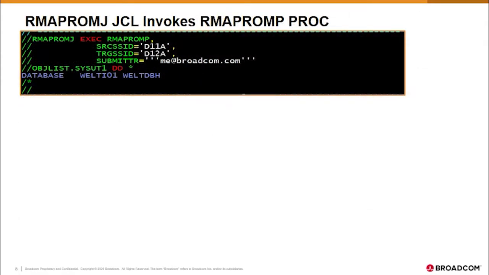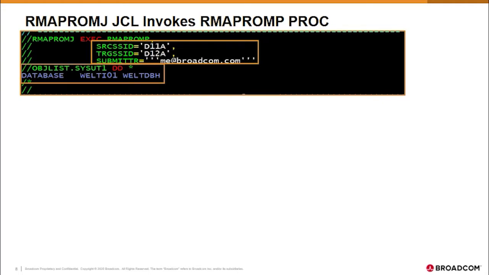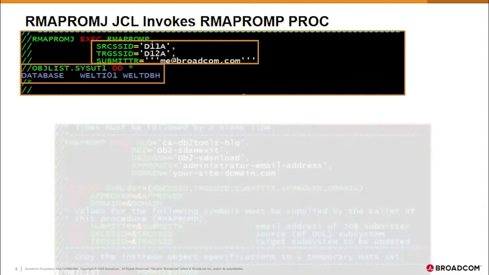Here's a quick look at the PROC and JCL themselves. First, there is the simple RMAPROMJ, which is submitted by the developer. It invokes the RMAPROMP procedure, passing the inputs of a source and target subsystem and the developer's email address for notifications. The other input provided is an object selection specification used to identify the objects to process.